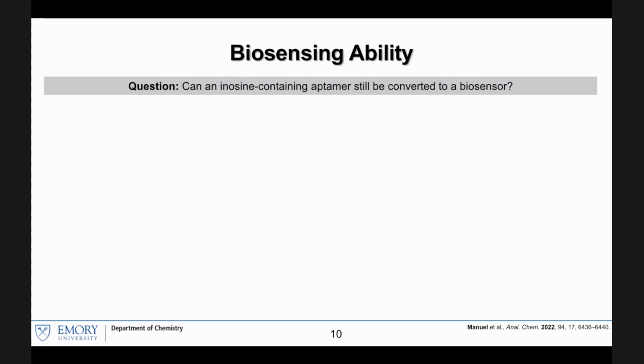But of course, this paper is in Analytical Chemistry, and it would not be an Anal Chem paper if we did not look at the biosensing ability of these inosine-containing aptamers. And so our next and our final question was, can an inosine-containing aptamer still be converted to a biosensor? We do know that the MNS 4.1 aptamer, the parent aptamer, has been converted into multiple different types of biosensors. But what happens to that biosensing ability if we change G to I?